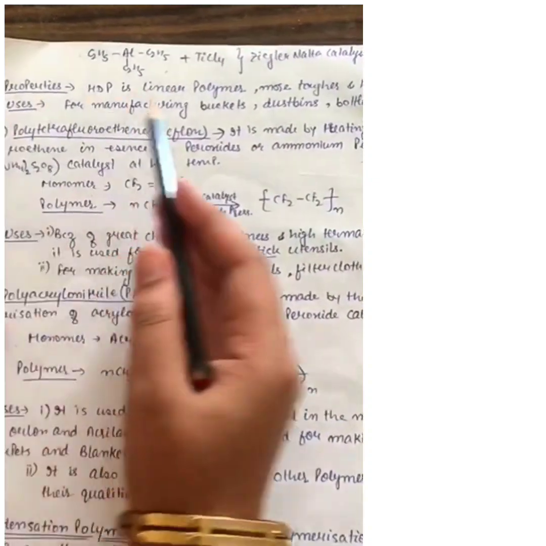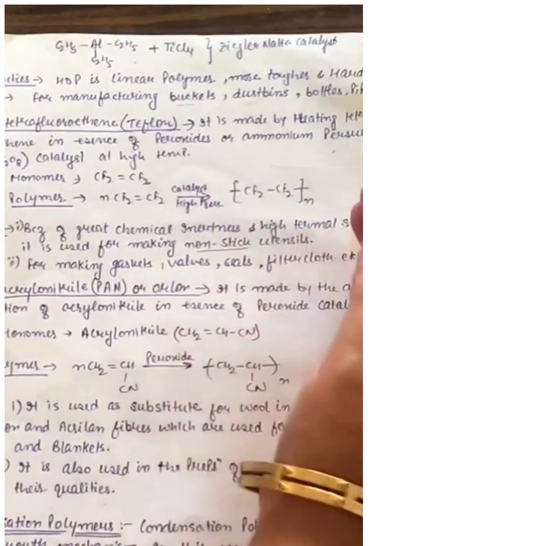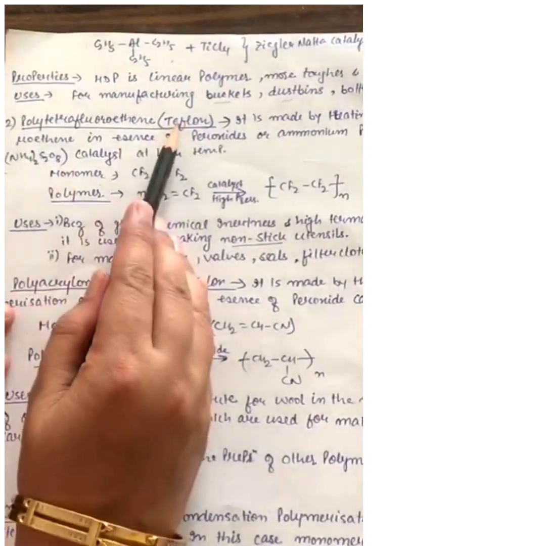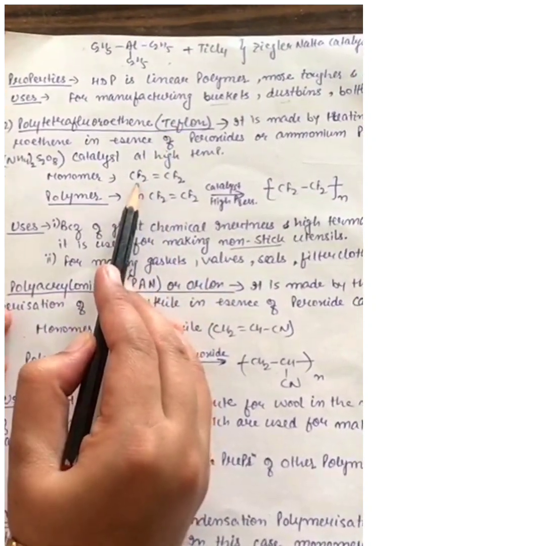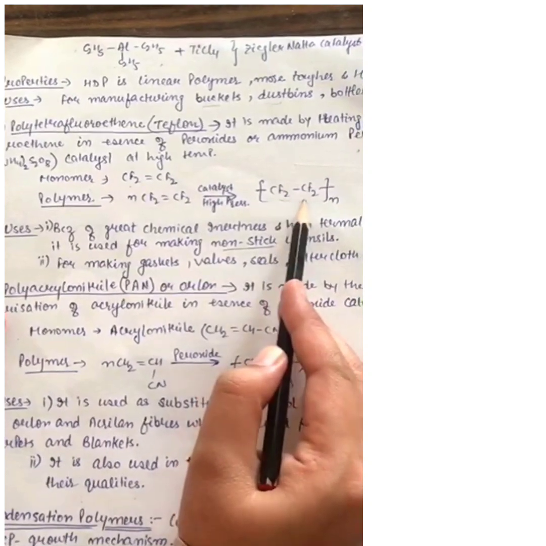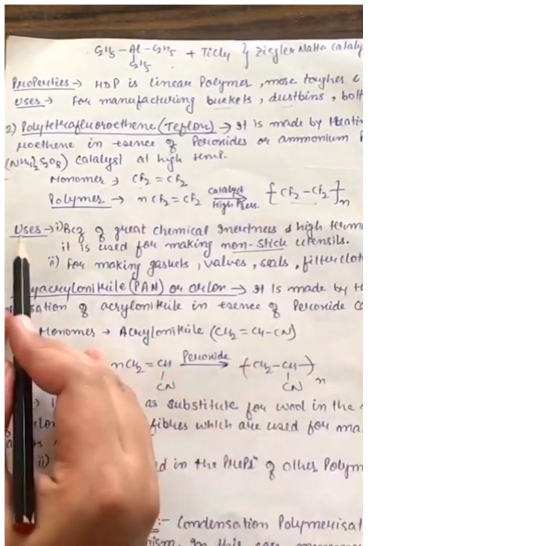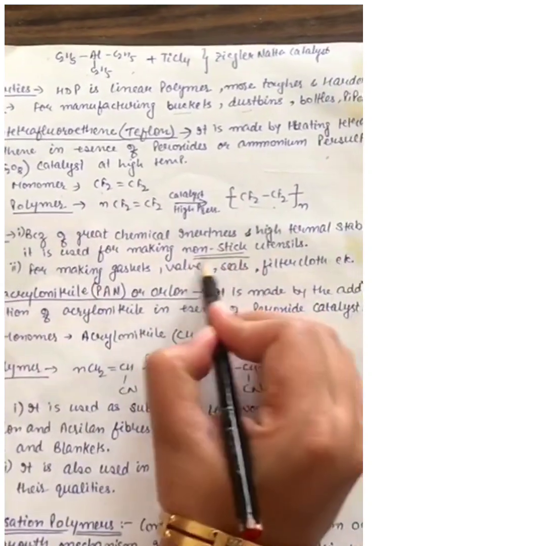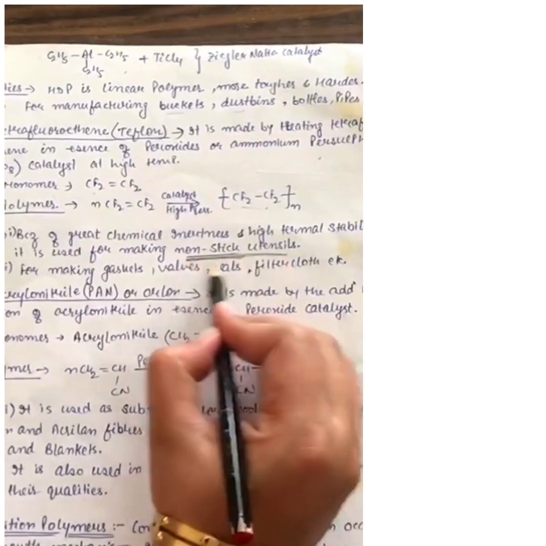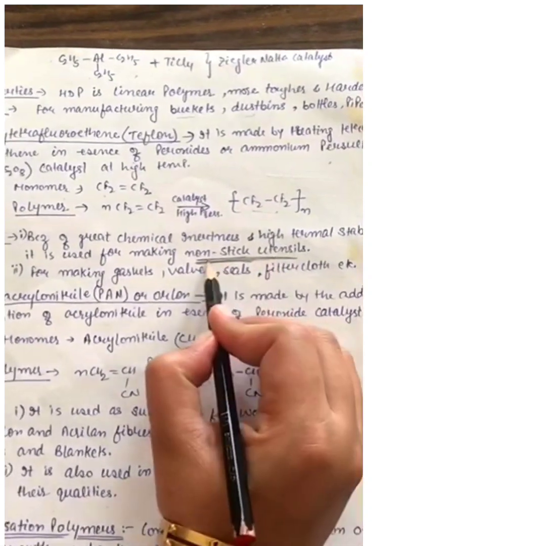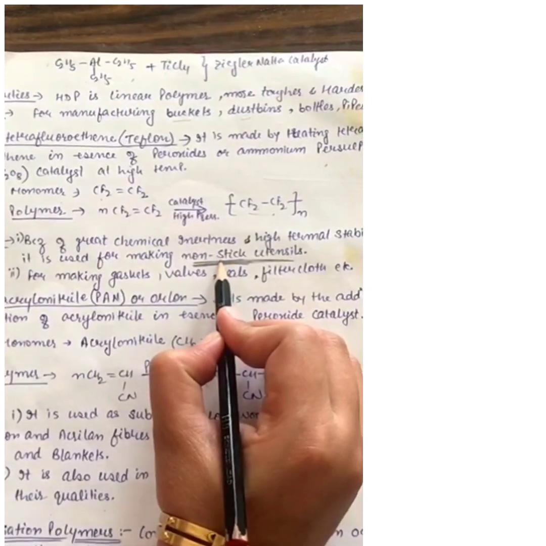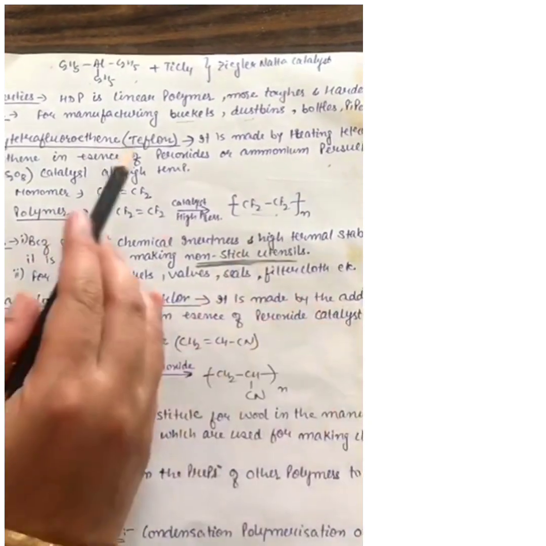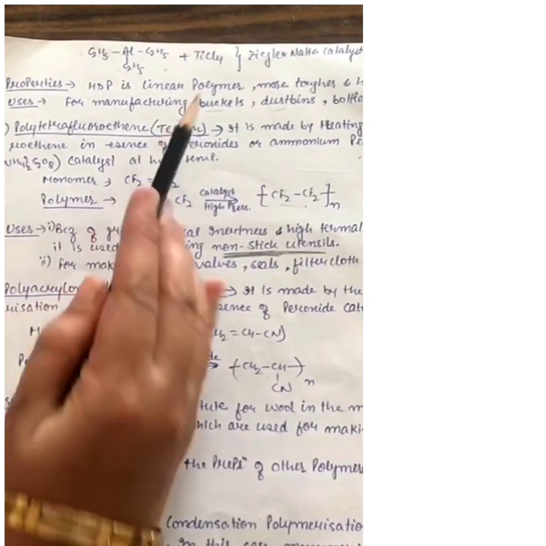Again, the uses in order to make the buckets, dustbin, etc. Next example is our Teflon. For the Teflon, monomer used is this one, and the structure of polymer is this one, and it is mainly used to make the non-stick utensils. Very much important, students. The coating due to which the utensils have the property of non-stickiness is just because of this Teflon.